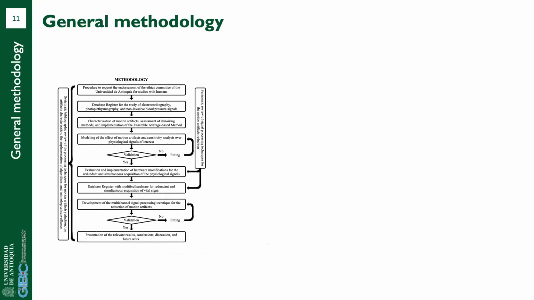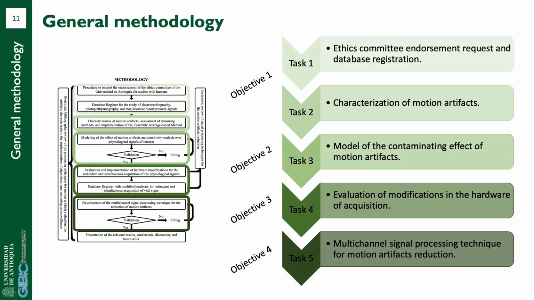The methodology that we propose looks very complex now, but can be resumed in 5 specific tasks that solve the 4 specific objectives. The first task is related with the ethics committee endorsement requests and database registration. The second task is related with the characterization of motion artifacts. The task number 3 is the model of the contamination effect of motion artifacts. The task number 4 is the evaluation of modification in the hardware of acquisition. And the task number 5 is the multi-channel signal processing technique for motion artifact reduction.